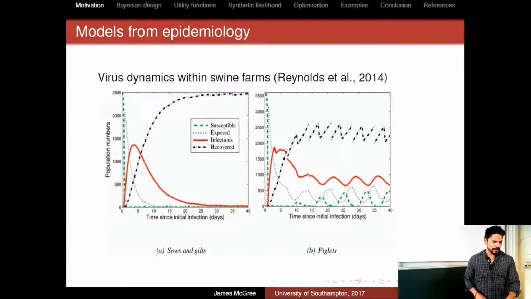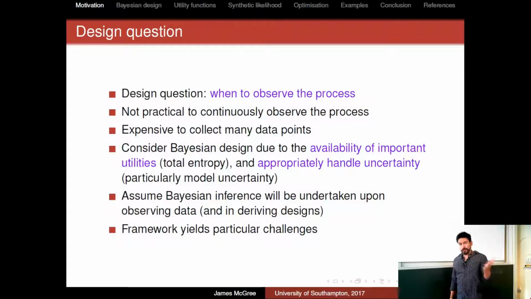So what's the design question here? Well, the design question is when to observe this process. It's not really practical to continuously observe these pigs. People go to sleep and things like that, but also you can't really tell if a pig's been exposed and when they switch to being infectious. So you probably have to do some lab work, collect some samples and all that sort of stuff. So it's quite expensive to collect data here. And probably collecting blood samples from 50 pigs would be a nightmare to do. So you'd want to do that as little as possible, I think.